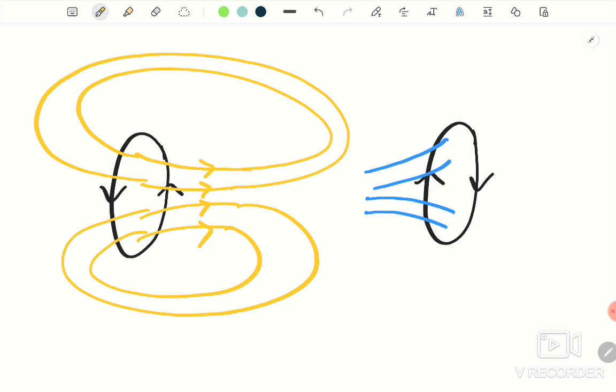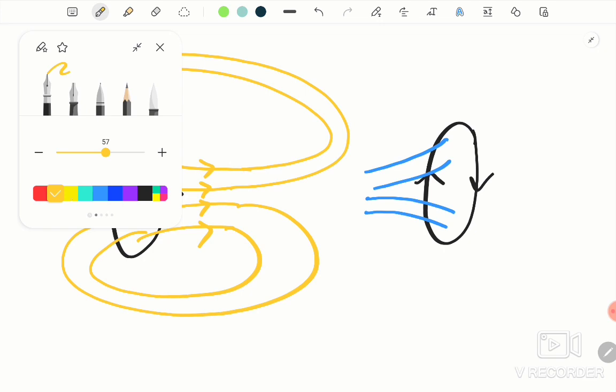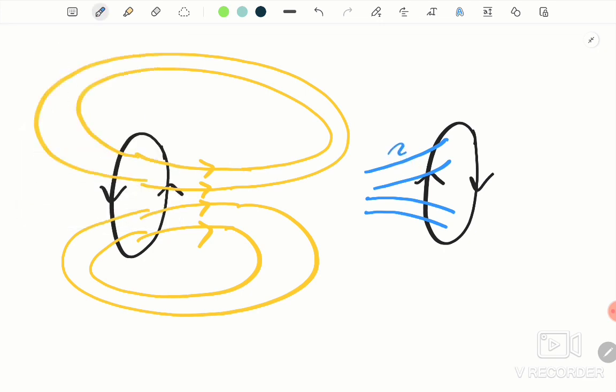Similarly guys, in the right side diagram, if we curl our right hand fingers in the direction of electric current, then our thumb will point towards left. This means that in this case magnetic field lines will be towards left.